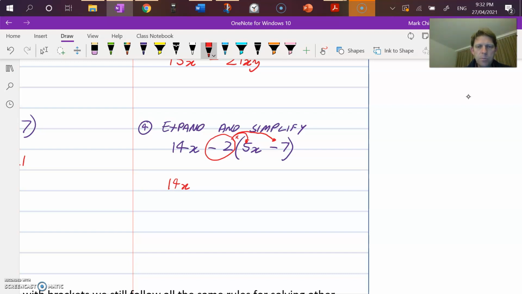So let's just deal with this. Minus 2 times 5x. So 2 times 5 is 10. A negative times a positive would give me a negative. And then I've just got the single x there, so that goes there.